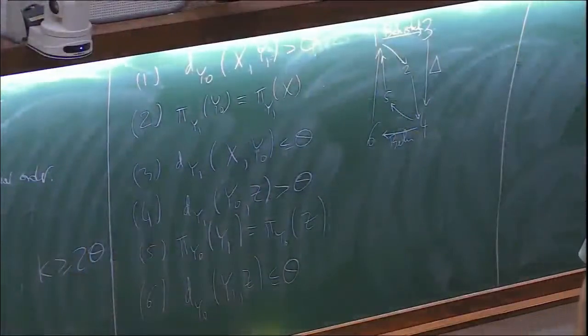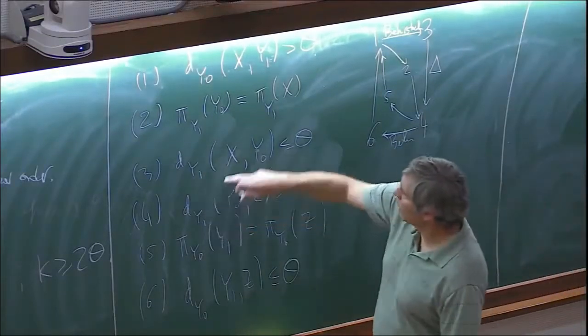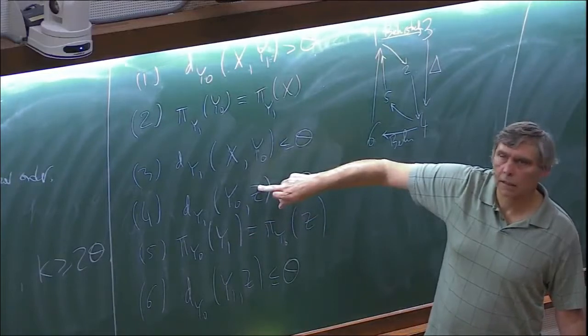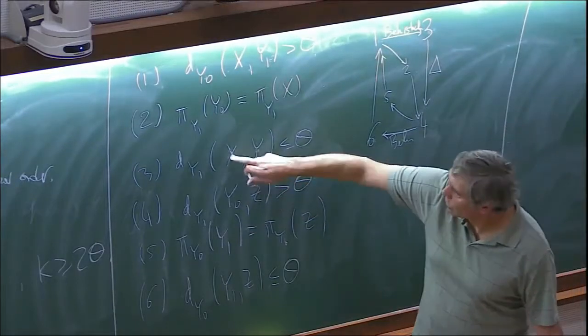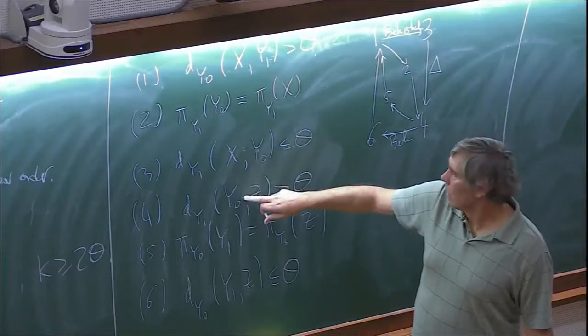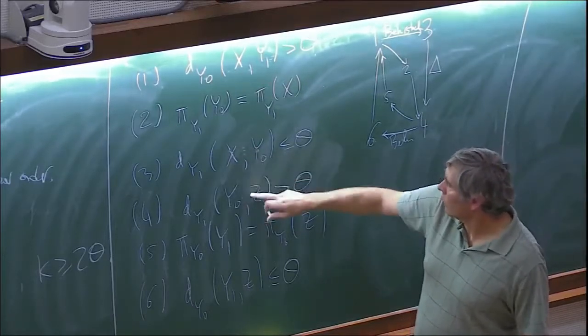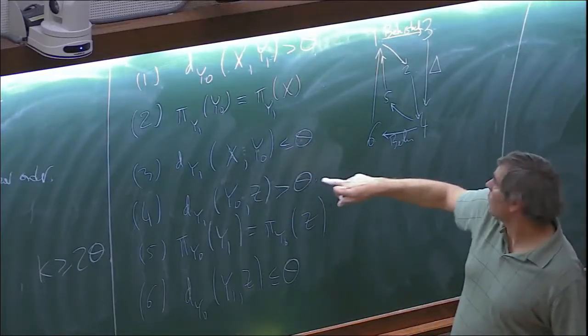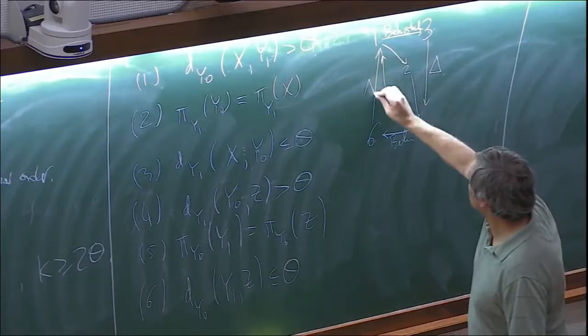3 implies 4 is just the triangle inequality. What we know is that the distance in y1 between x and z is bigger than k, and k is at least 2 theta. So these two numbers, by the triangle inequality, have to add up to at least 2 theta, or more than 2 theta. And if this one is small, then this one must be large. That's just the triangle inequality. And similarly this one, by symmetry.